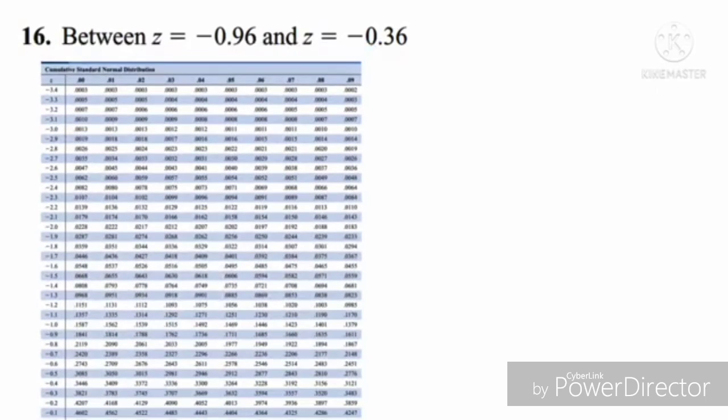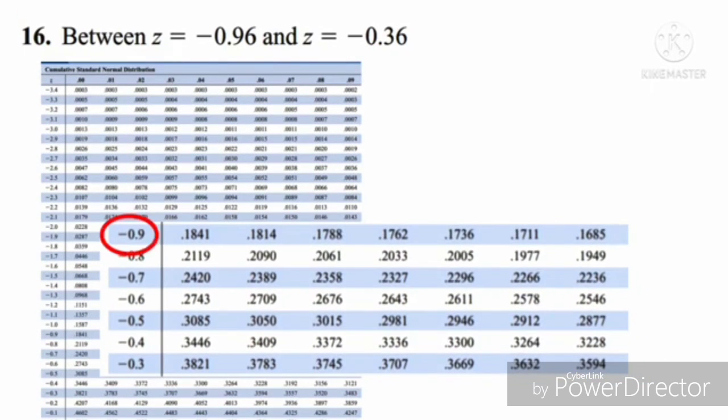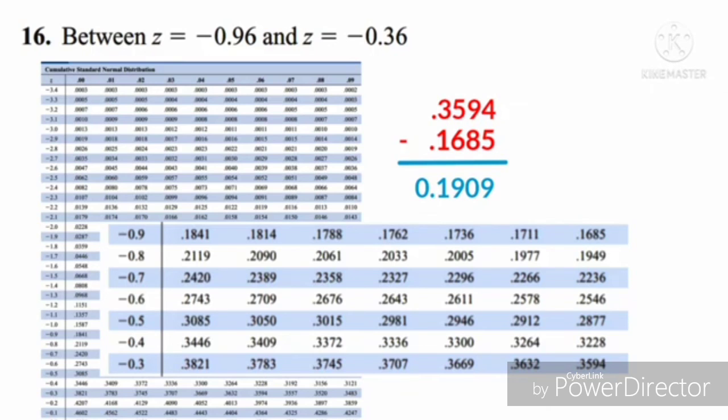To solve for it, we will use the standard normal distribution table. Looking for negative 0.9 on the left and 0.06 at the top, we see the area where they meet at 0.1685 for z equal to negative 0.96. Again, looking for negative 0.3 on the left and 0.06 at the top, we see where they meet at 0.3594 for z equal to negative 0.36. So subtracting, we get 0.1909 as the area.